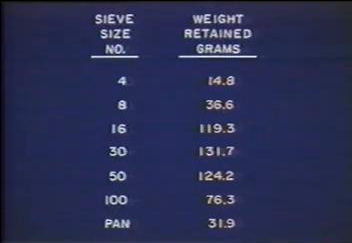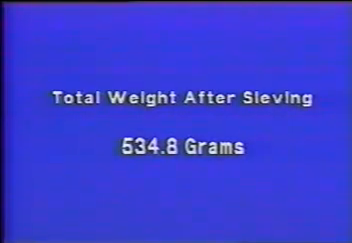Weigh the particles retained on each sieve to the nearest 1/10 of a gram. The weights for our sample are number 4 sieve, 14.8 grams, number 8 sieve, 36.6 grams, number 16 sieve, 119.3 grams, number 30 sieve, 131.7 grams, number 50 sieve, 124.2 grams, number 100 sieve, 76.3 grams, and retained in the pan, 31.9 grams. The total weight of our sample after sieving is 534.8 grams.